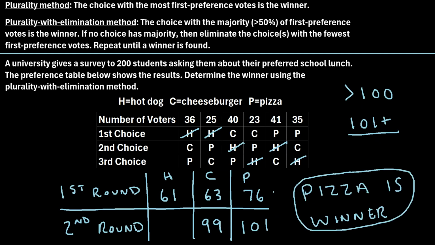Now in this particular example, we only had to eliminate one choice before we found the winner. But sometimes you'll have to do multiple rounds of elimination until you actually find a choice with the majority of votes. So just keep that in mind.